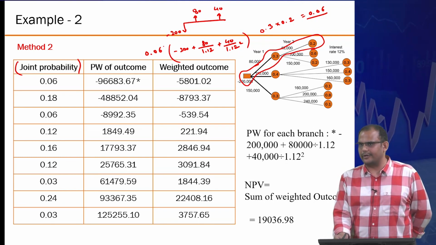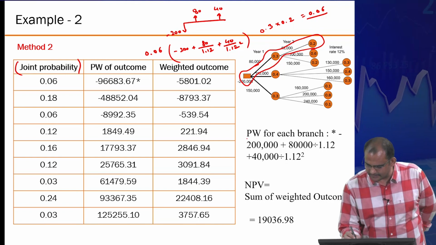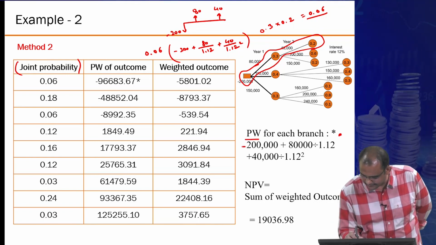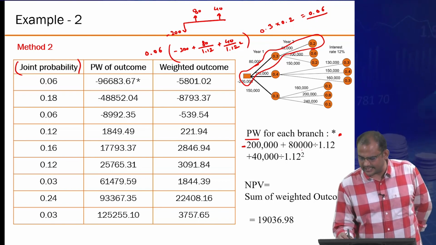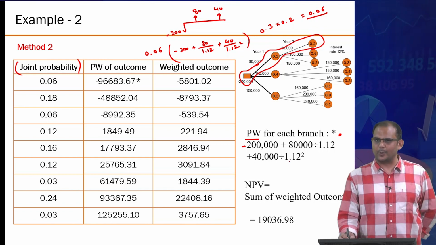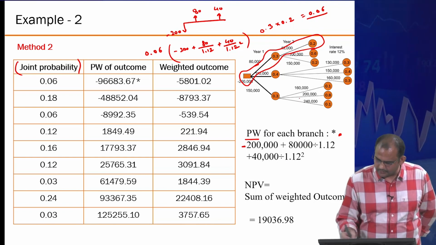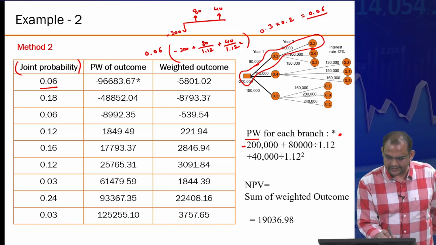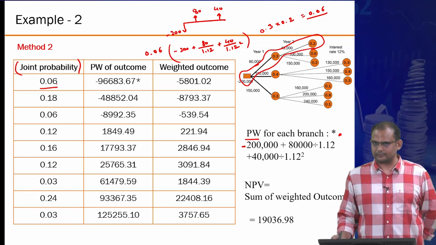Got an idea? How did we do the calculation? This is the present worth of this particular branch: minus 200,000 plus 80,000 upon 1.12 plus 40,000 upon 1.12 whole square. The whole probability of this branch occurring is 0.3 into 0.2, which is 0.06, right?